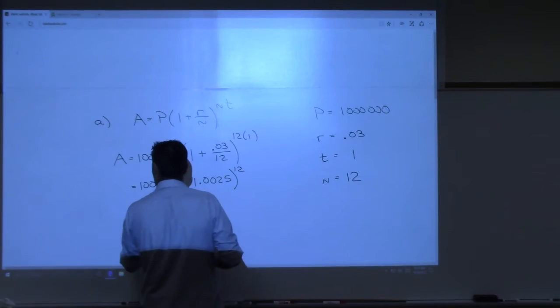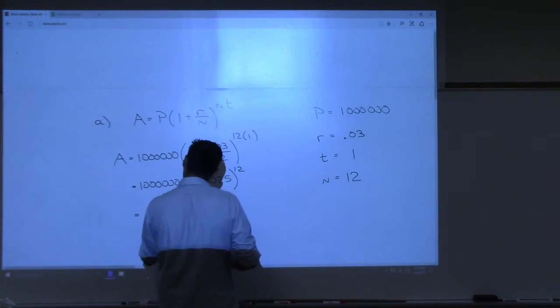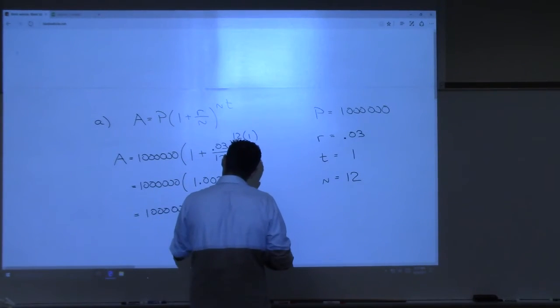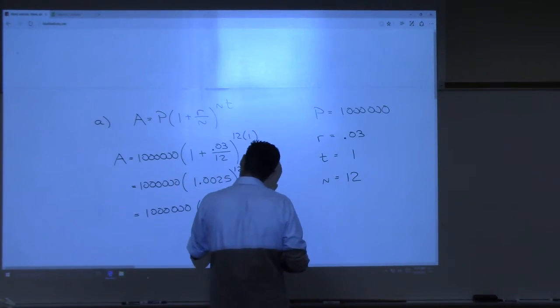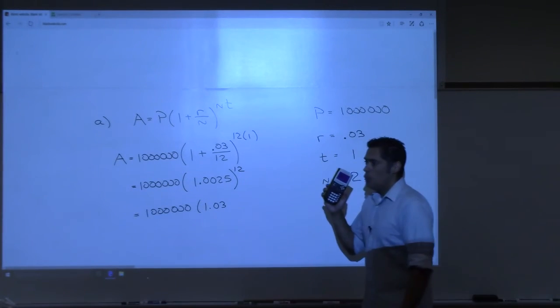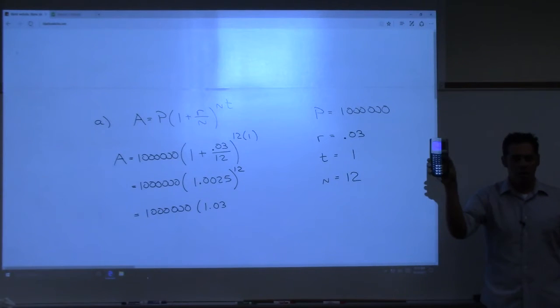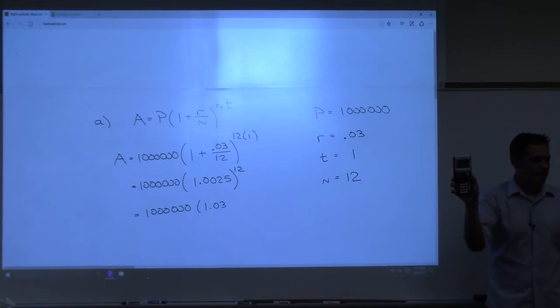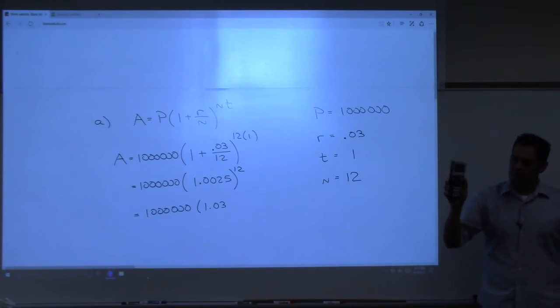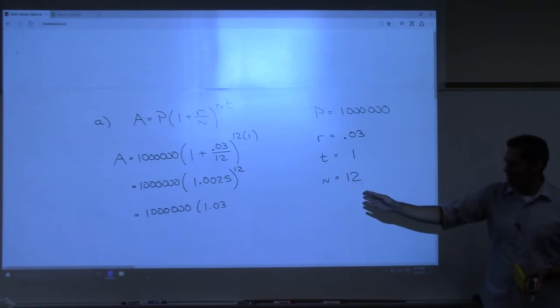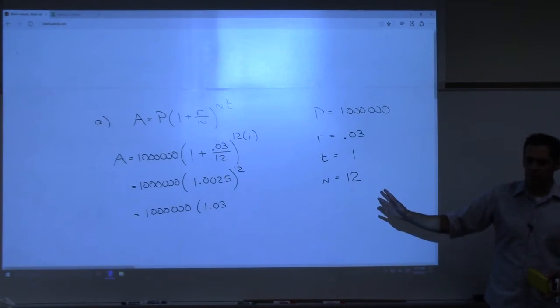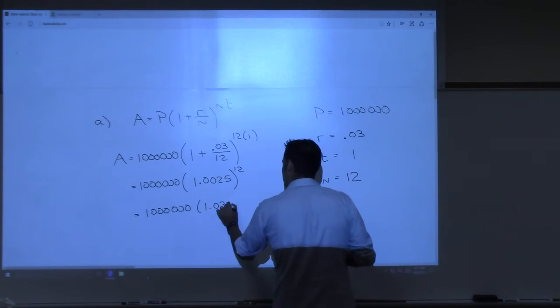Somebody want to share with me what they got? You got 1.03. Now, with these financial computations, I want you to go out as far as your calculator goes out with the decimals. Because if you round like that, it's too much. That's too much rounding. You actually need it to be more precise than this.